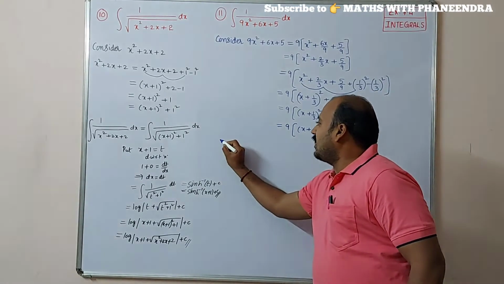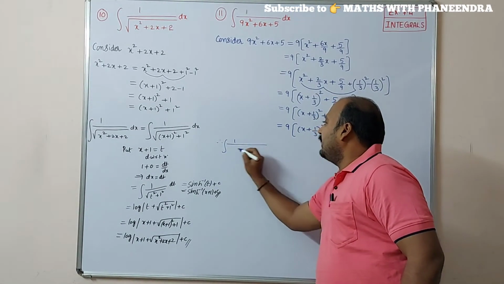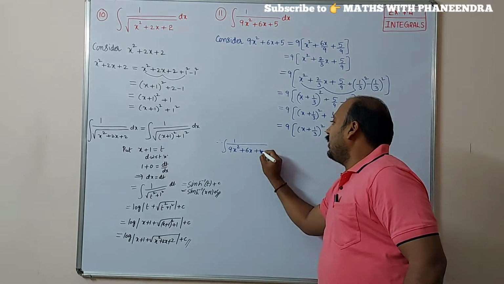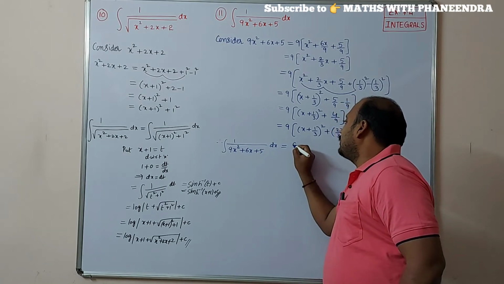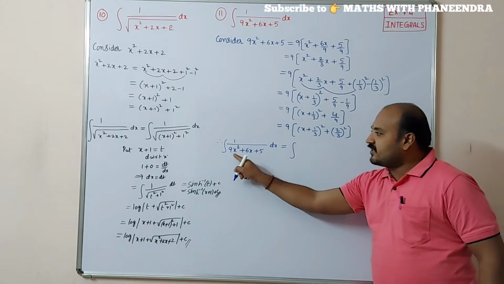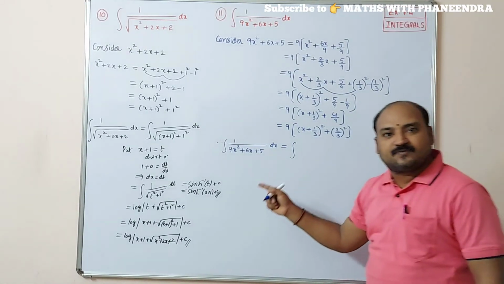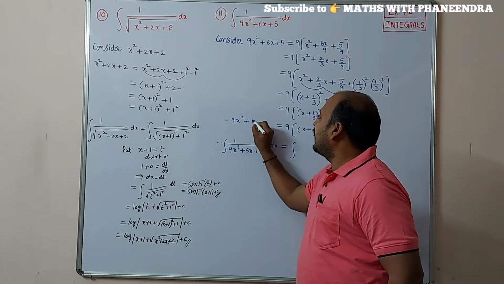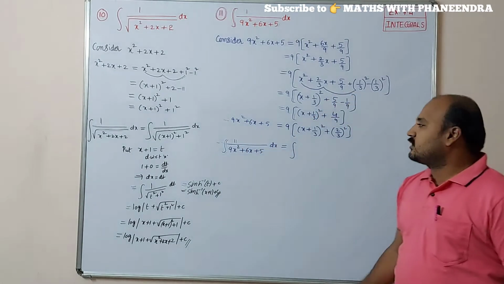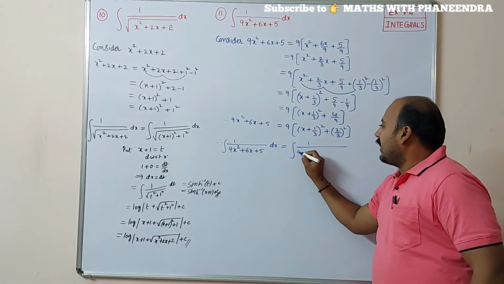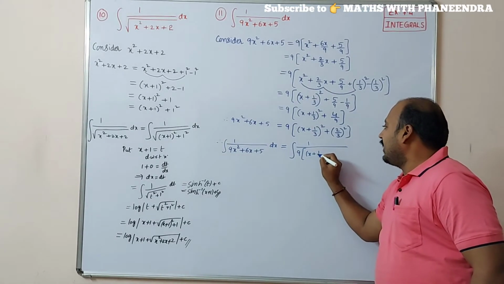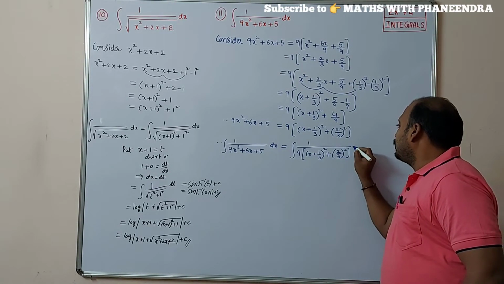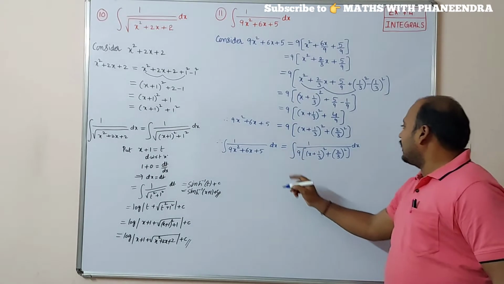So the given integral, integral 1 by (9x square plus 6x plus 5) into dx, is equal to integral, where in place of the denominator 9x square plus 6x plus 5 you replace it with this value. Therefore, 9x square plus 6x plus 5 is that value only, no? So, 1 by 9 times (x plus 1 by 3) whole square plus (2 by 3) whole square into dx. So, 9 we can take out.